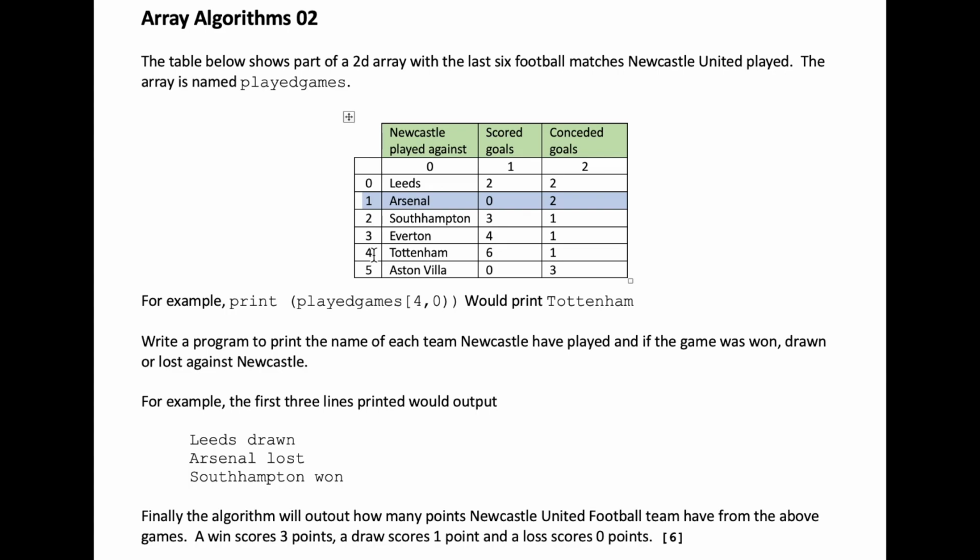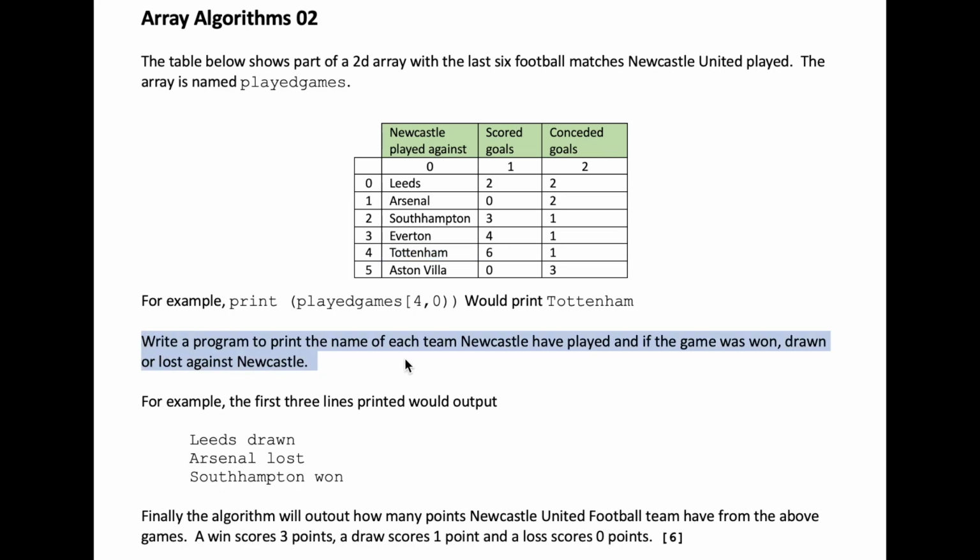So in this example, we can see in row 4, Newcastle played Tottenham, scored 6 goals against Tottenham and conceded 1 goal. So the example here is if we had a print statement and we printed the array identifier at row 4, column 0, we would have the output of Tottenham, because row 4, column 0 contains the data string Tottenham.